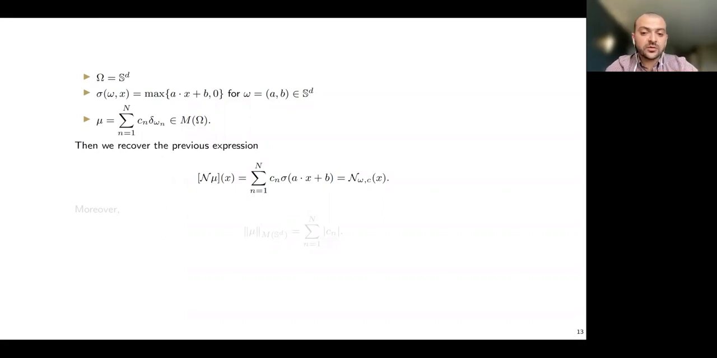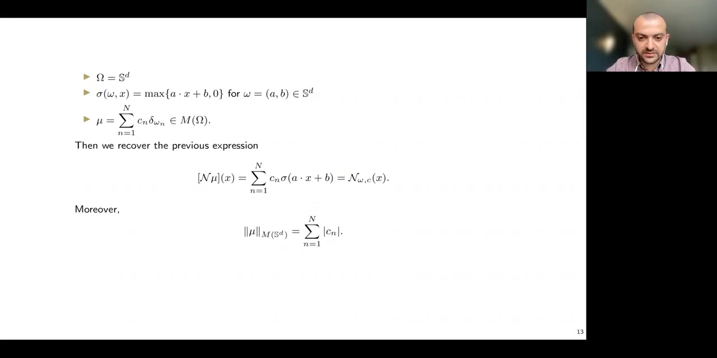So this integral network really generalizes the shallow network, and the way it does is you can think of this new network as a possibly infinitely wide network. Okay, so we allow the possibility of an infinitely wide network. And on top of that, you can see that the total variation norm of this measure is going to be exactly the L1 norm of the outer weights c_n.